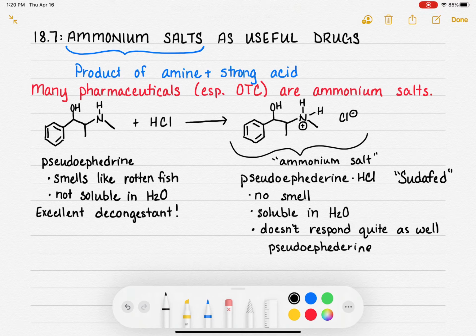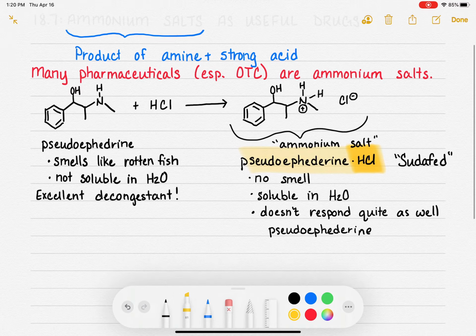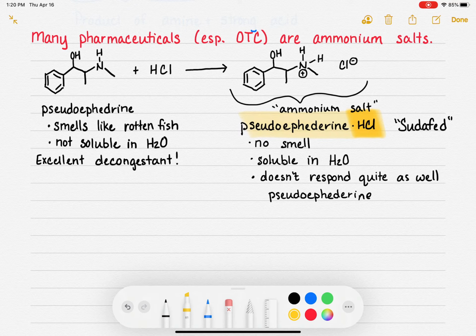And like I said, most of your over-the-counter medicines, particularly your cold and flu medicines, cough medicines, and decongestants, if you look them up, you're going to see a lot of active ingredients that have a name that's similar. It's not similar to the pseudoephedrine part, but it's going to have HCl at the end of its name, or maybe HBr at the end of its name. And that's indicating that it is an amine that has been converted to make it more consumer friendly in terms of its smell and its solubility.